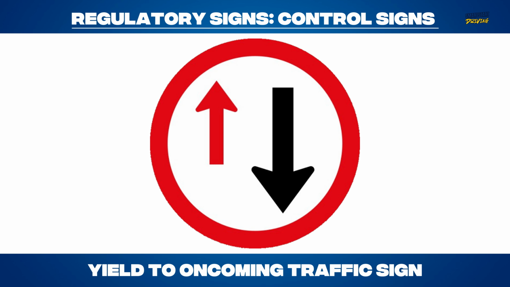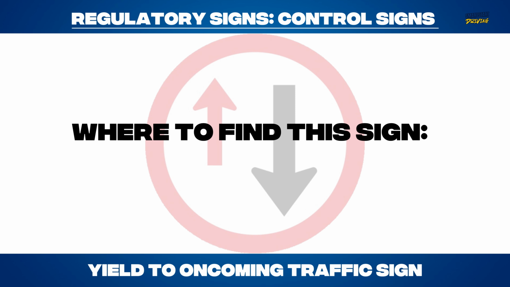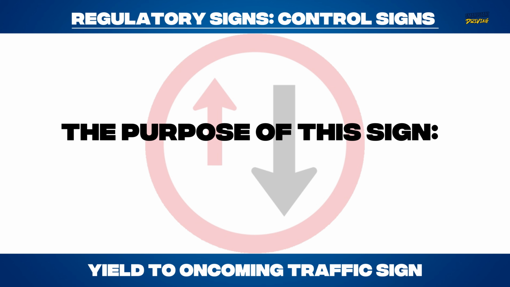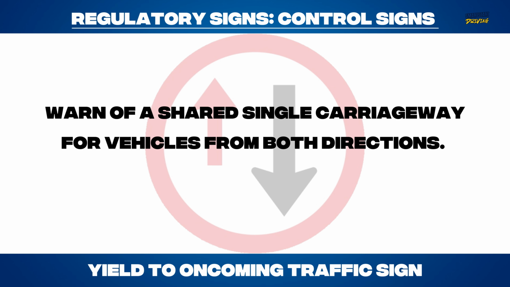This is a yield to oncoming traffic sign. Where to find this sign? Entrances to two-way roads. The purpose of this sign is to warn of a shared single carriageway for vehicles from both directions.